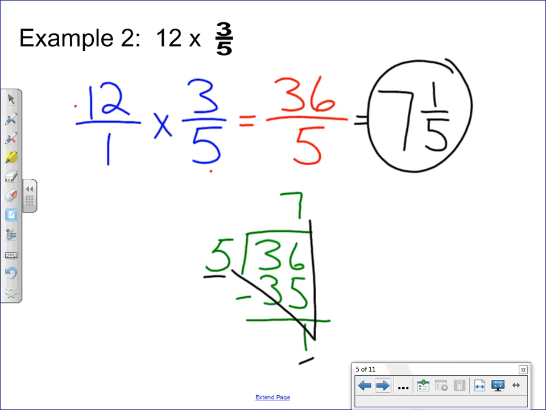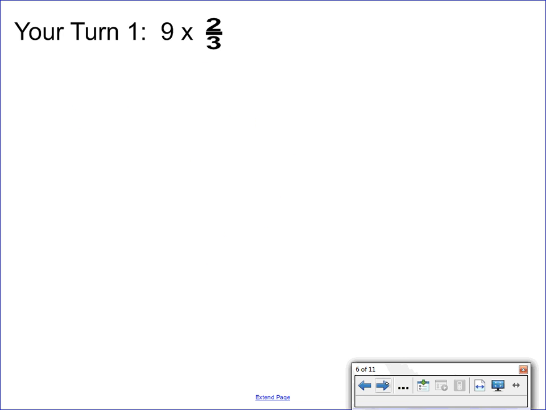Always make sure that when you're changing from mixed number to improper fraction or improper fraction to mixed number, your denominators always need to be the same. We can't simplify in that one because we've got a 1 on top, so we're good to go. All right, you give it a shot.